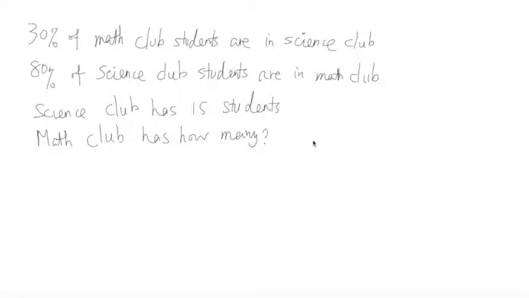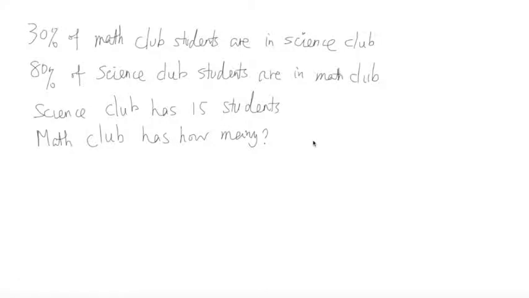In this case, we say, okay, 30% of math club students are also in science club. Meanwhile, most of science club students are in math club. 80% of them are also in math club. And let's assume that the science club has 15 students. The question is, how many students are there in the math club?